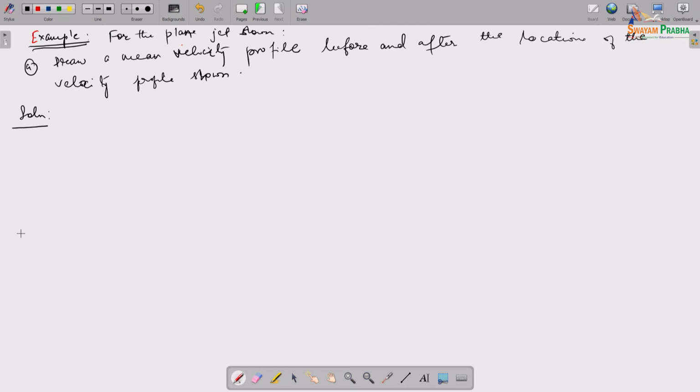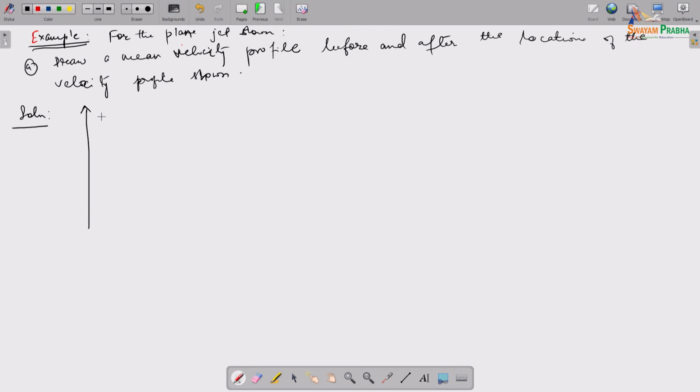Now, this is something we have done earlier, so I'm going to just do a reminder of that. This is something we've done in detail before. Mean velocity by the jet velocity and x by d. I do not know if you remember, but we had this.